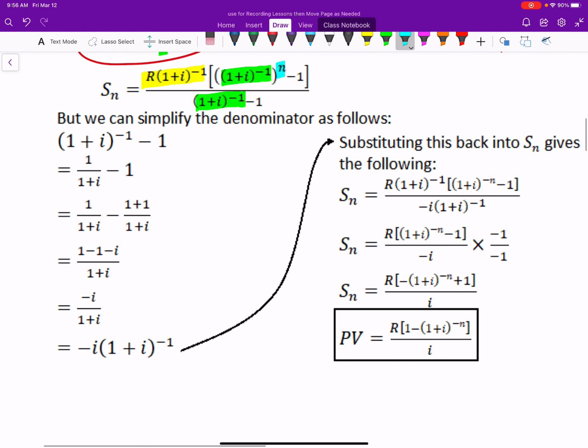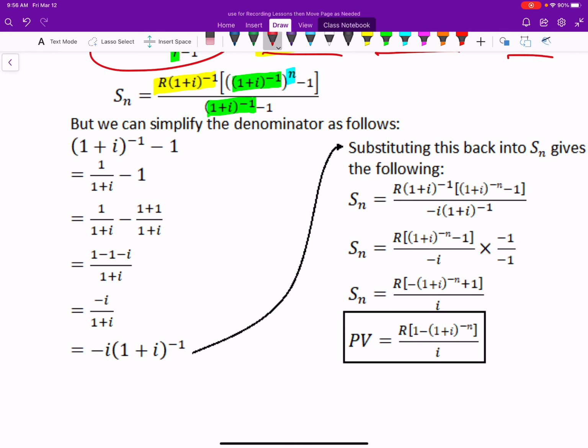So (1 plus i) to the negative 1, minus 1. Remember this negative 1 exponent here just means that we can write this as a fraction. So we can write it as 1 over (1 plus i) to the positive 1. And then if I want to simplify further in the next step down here, subtracting this 1, I need to have a common denominator in order to subtract. So I'm just changing this minus 1 to minus (1 plus i) over 1.